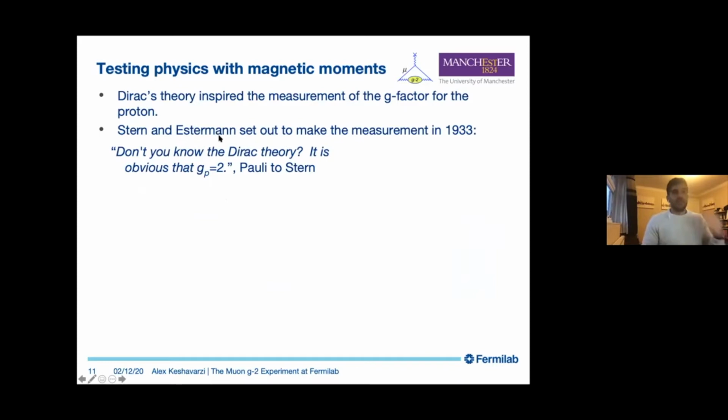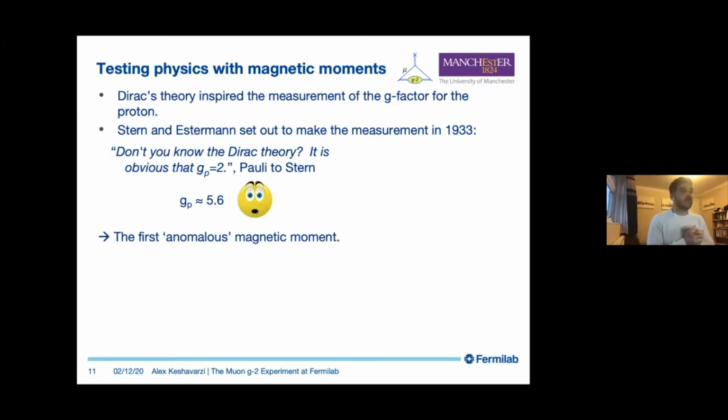Now, this was obviously a big step in the early 1900s, and so it inspired a program of measurements for people to measure the g factor of other particles known at the time, one of them being the proton. And so Stern and Estermann set out to make that measurement in 1933. And there's this famous quote from Pauli to Stern where he said, well, come on, it's obvious. The g of the proton has to be equal to 2. Well, and then they measured it, and the g of the proton was 5.6. Okay, and this was the first anomalous magnetic moment in some sense, right?